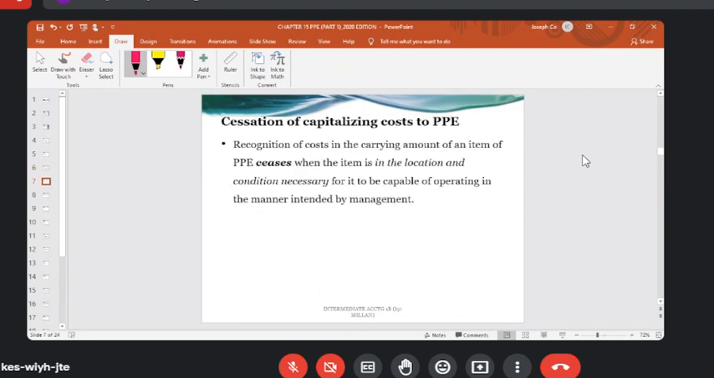And then we cease capitalization of cost of PPE. Recognition of cost in the carrying amount of an item of PPE ceases when the item is in the location and condition necessary for it to be capable of operating in the manner intended by management.